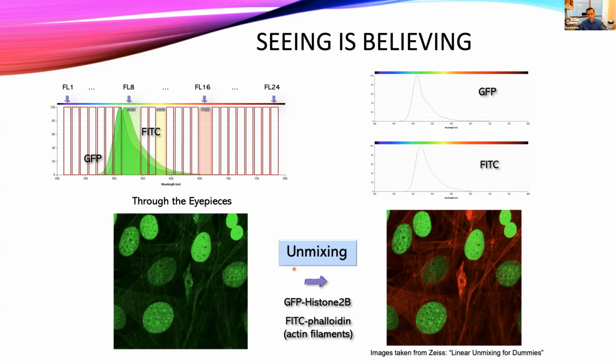And using full spectrum imaging, basically when you run the unmixing, this is what you see. So now you can clearly distinguish between what is GFP and what is FITC, right? So quite impressive, the capabilities that this technology has.